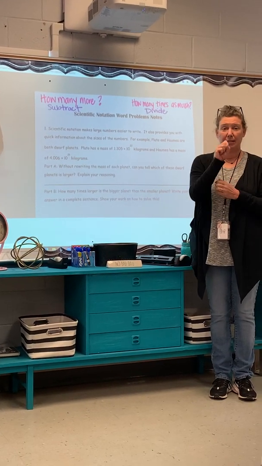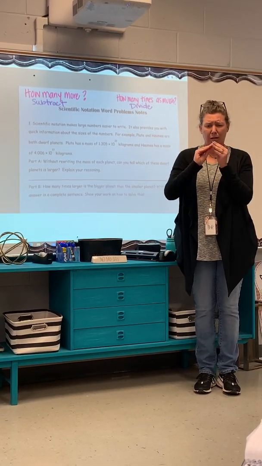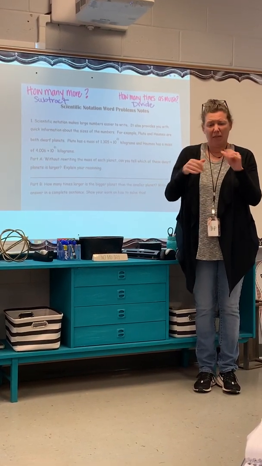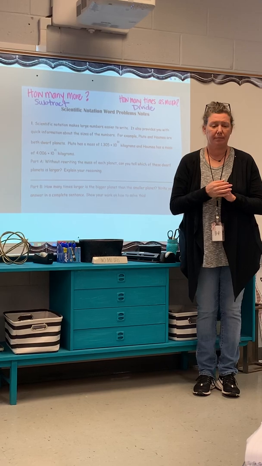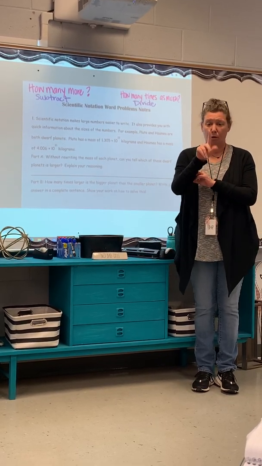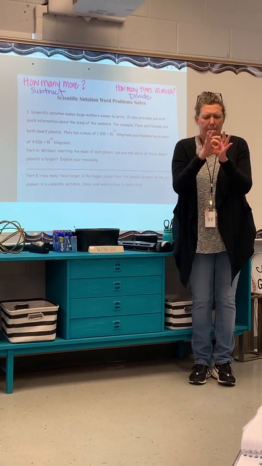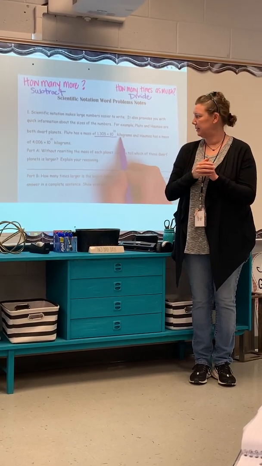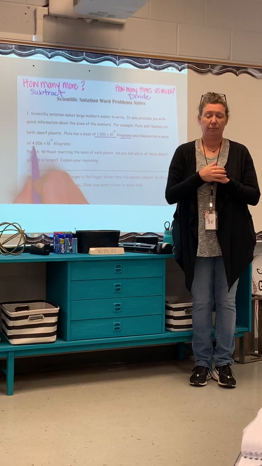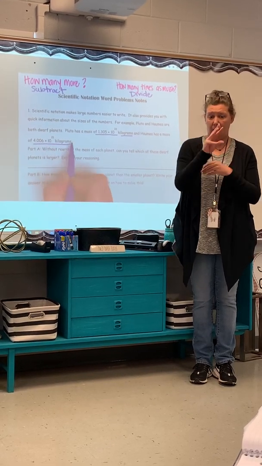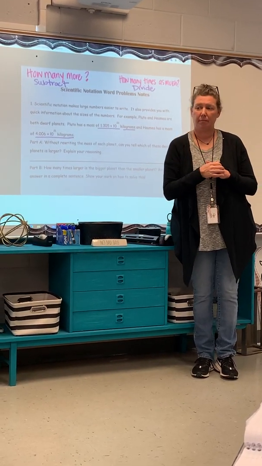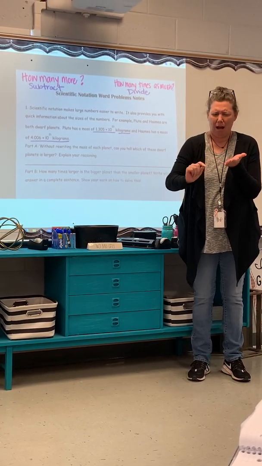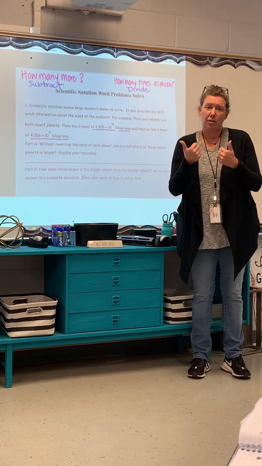Scientific notation makes large numbers easy to write. It also provides you with quick information about the sizes of the numbers. For example, Pluto and another object are both dwarf planets. Pluto has a mass of this in kilograms, and then we also have a mass of this in kilograms. So what we're going to be doing is comparing. Without rewriting the mass, they want us to tell which of these planets is larger.